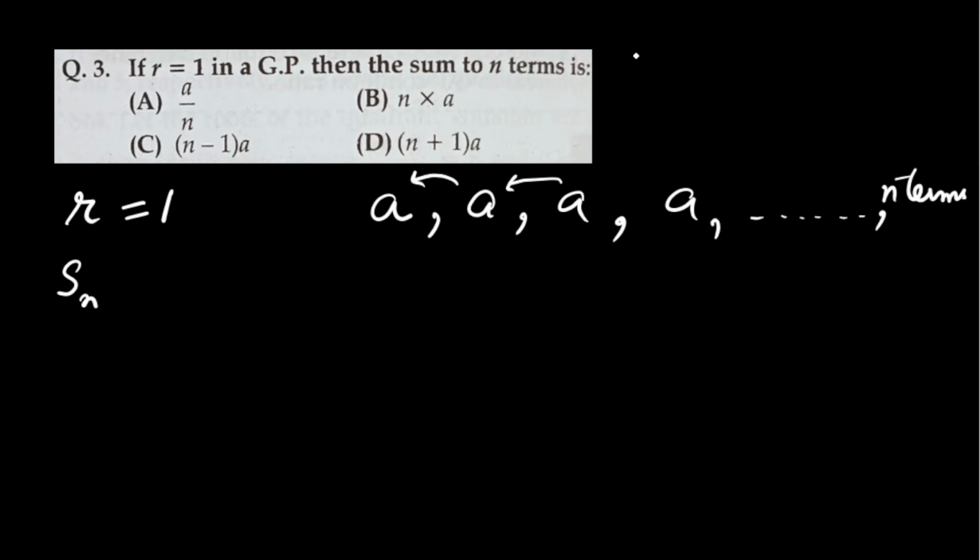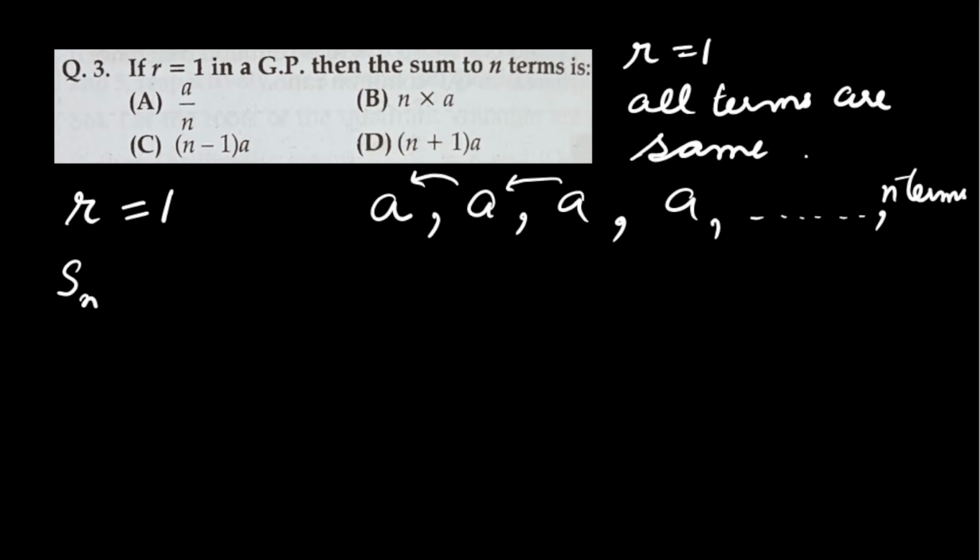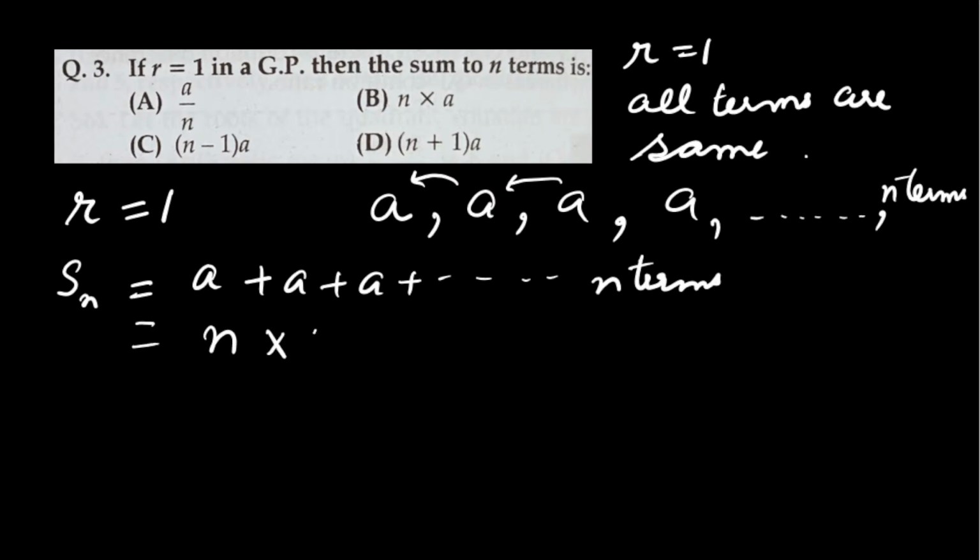So we can make a note: if R is 1, that means all terms are the same. If all terms are the same, then Sn, the sum of n terms, the formula we don't have to apply. We just have to add them. So A plus A plus A plus A up to n terms. Adding A n times, it will become n into A.